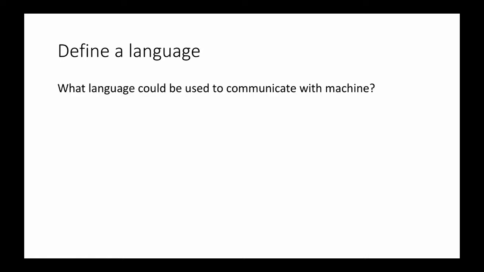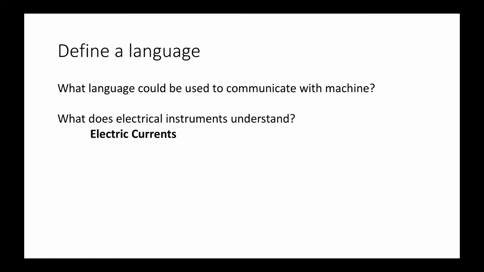Now, the complex part here is that you are not dealing with another human being, you're dealing with a computer machine, a hardware. So you need to define a language that is understandable by a computer hardware. Now, the first question which you need to answer for that is what language could be used to communicate with a machine. And what does a machine understand? If you have electrical components like capacitors and transistors, they react to only a single thing, and that is electrical current. So an electrical instrument understands electric currents.